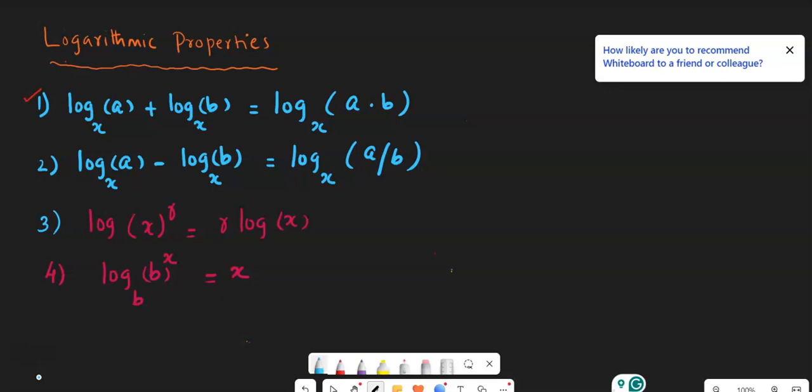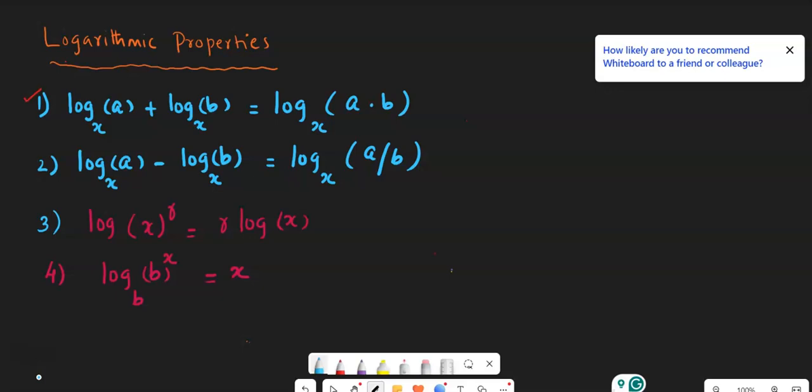And next is actually known as the power rule of logarithm. Log x to the power r. If you have a power, that power will come in front of the log. That is, log x to the power r becomes r log x.